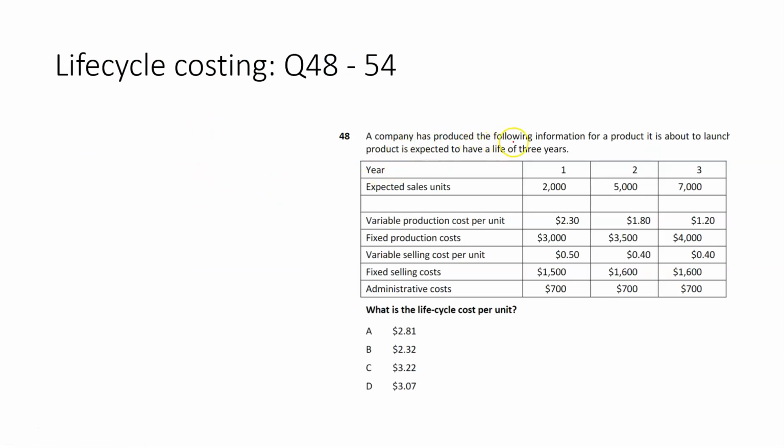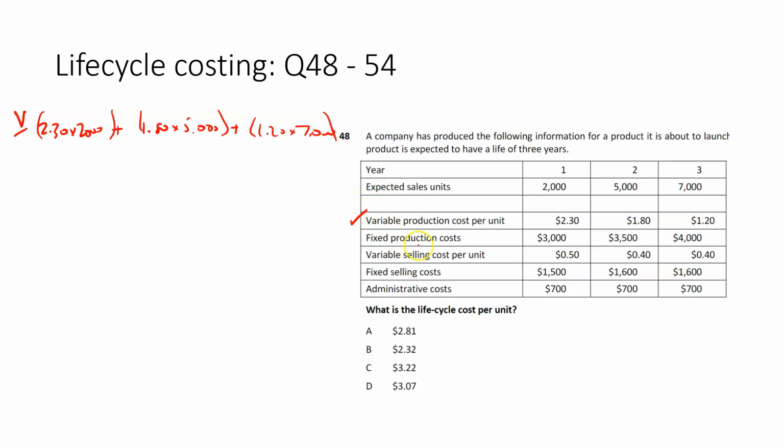It says a company has produced the following information for a product it's about to launch, and it's expected to have a life of 3 years. So these are the sales units, and these are the variable costs. We literally just want to plug in every single thing we have. Let's start with the variable production cost. You just do it for each product. So you have £2.30 times 2,000 plus £1.80 times 5,000 plus £1.20 times 7,000. We are trying to make sure we capture all those costs. So that's for the variable production costs. Tick.